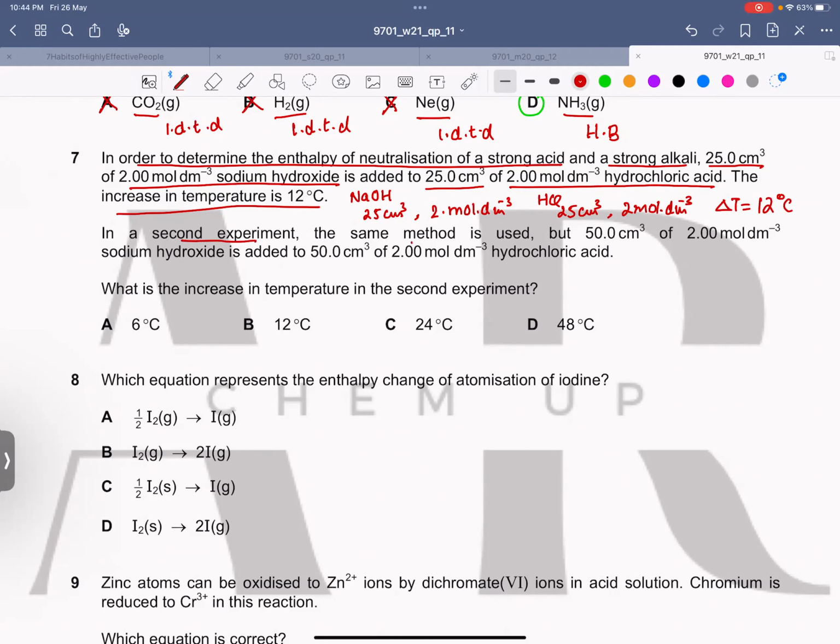In the second experiment, the same method is used, but 50 cm³ of 2 mol/dm³ sodium hydroxide is added to 50 cm³ of 2 mol/dm³ hydrochloric acid. What is the increase in temperature? Here, instead of 25 cm³, they have used 50 cm³. The concentration is again the same, for both sodium hydroxide and hydrochloric acid. Now what they are asking is, what will be the change in temperature?